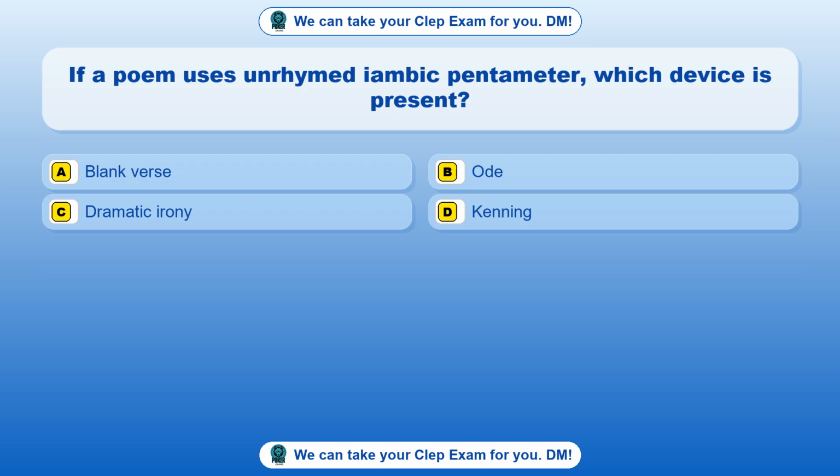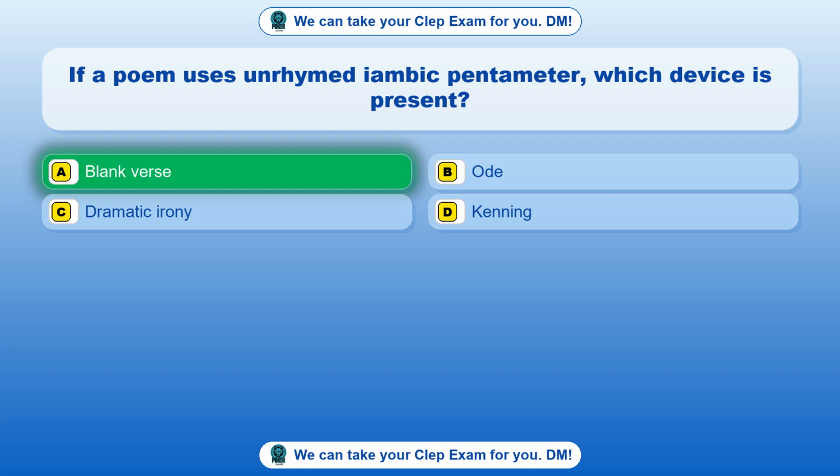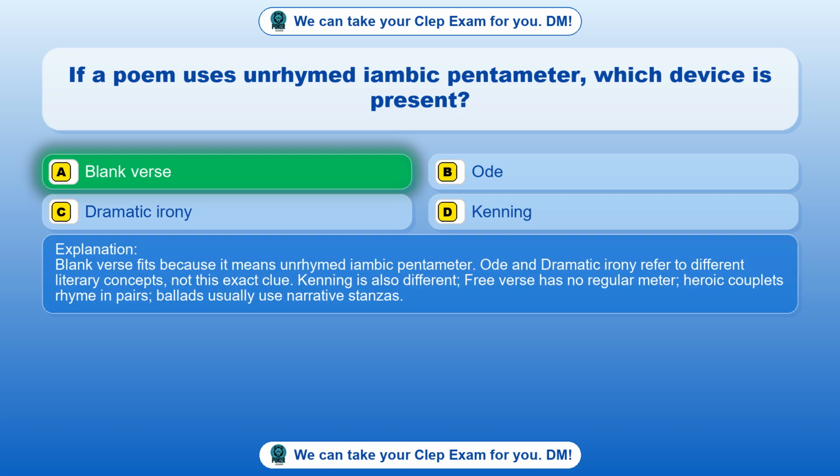Question 95. If a poem uses unrhymed iambic pentameter, which device is present? Option A. Blank verse. Option B. Ode. Option C. Dramatic irony. Option D. Kenning. The correct answer is option A. Blank verse. Blank verse fits because it means unrhymed iambic pentameter.